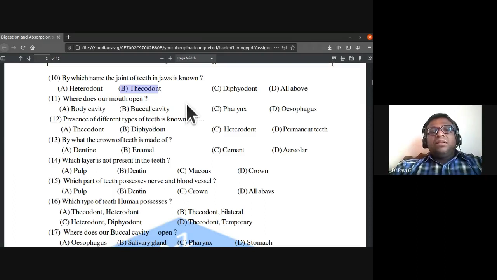Okay. So where does our mouth open? Body cavity, buccal cavity, pharynx, esophagus. So our mouth opens into the buccal cavity or oral cavity. So 11th one, B is the answer. So 12th one. So presence of different types of teeth is known as. So what do you call the different types of teeth as? Yes, heterodont. Good. So almost everyone has answered for this.